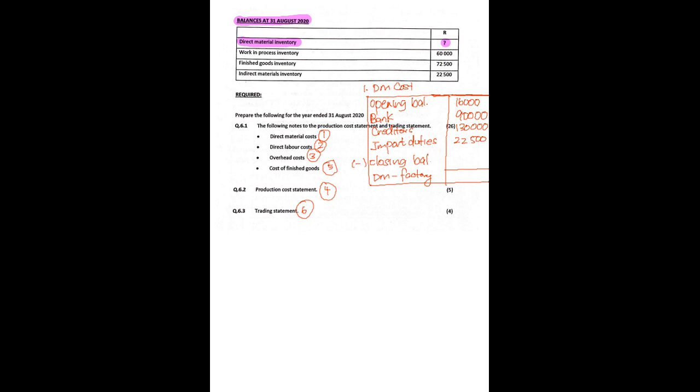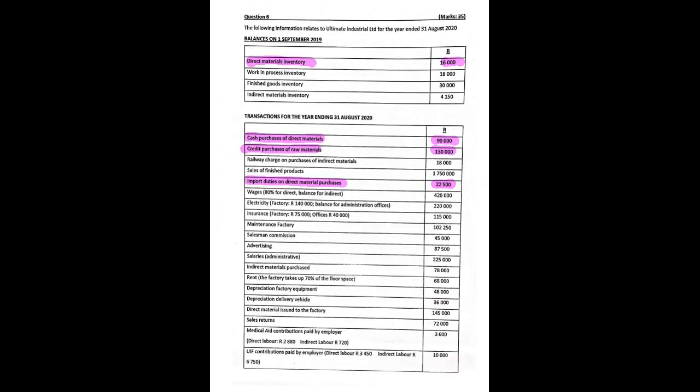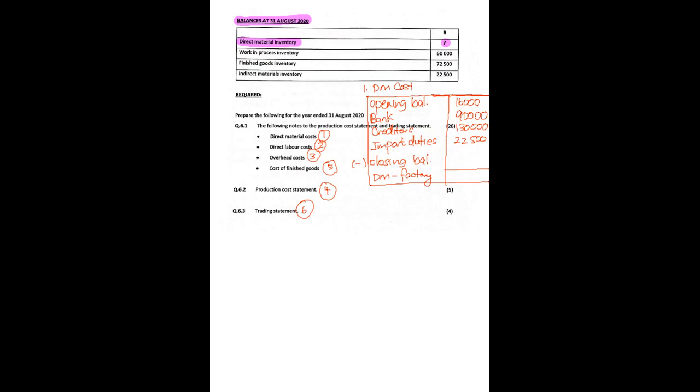So that would mean that you don't have the closing balance, and you naturally then would have the other one, the direct material that's issued to the factory. And if you look at the bottom of this, you have direct material issued to the factory, and that's 145,000 Rand. So this final figure of your direct material note is the amount of material that is issued to the factory, and that's 145,000 Rand.